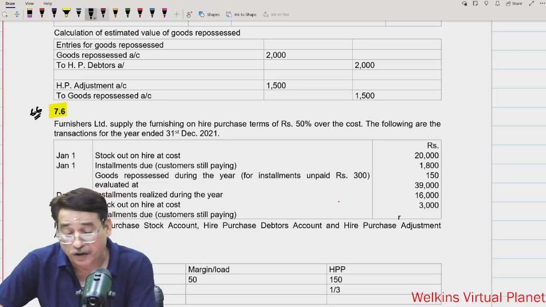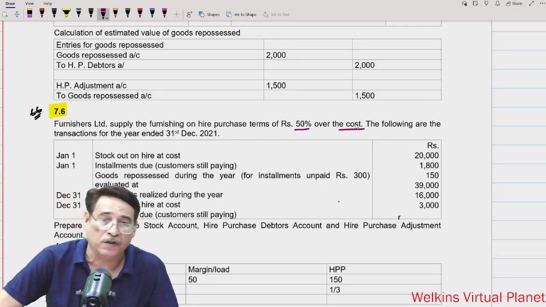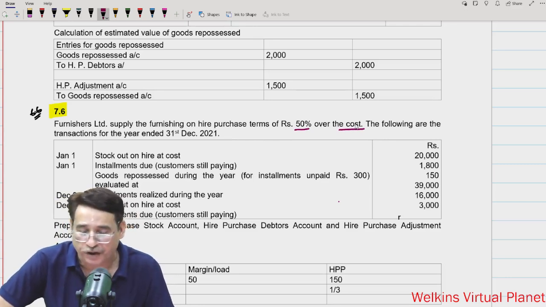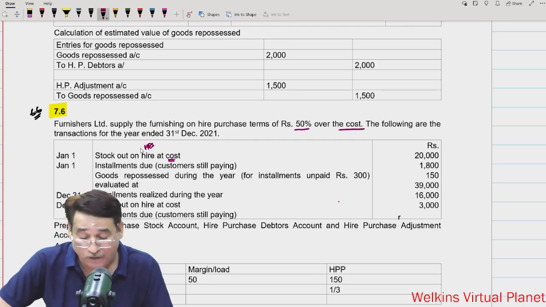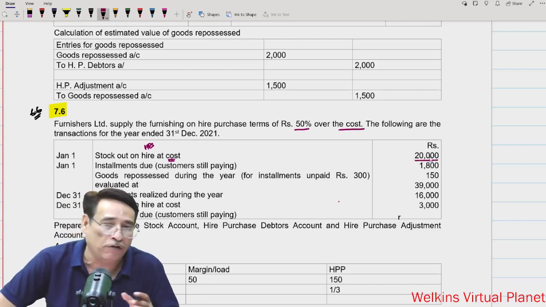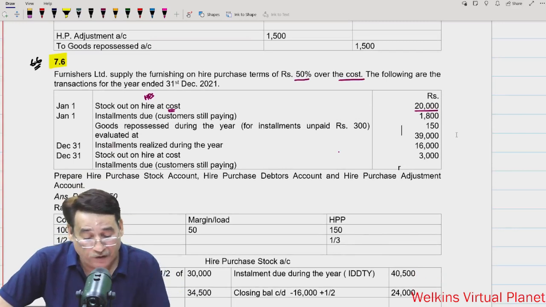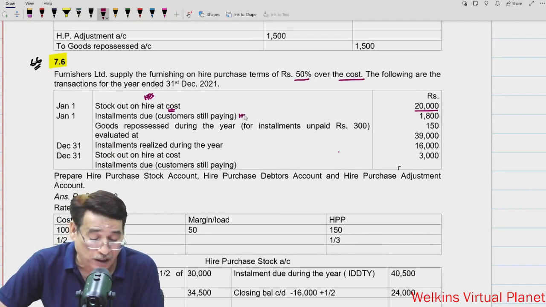Furnishers Limited supply the furnishing on hire purchase terms at 50% over the cost. So cost is 100, margin is 50, selling price is 150. Stock out on hire at cost. Now this is the line which is of importance. Stock out on hire, of course, is related to hire purchase stock account, no doubt about that. This is the opening balance, but this opening balance is given at cost price, so you will have to convert it into hire purchase price. Then further, it is given that installment due, customer is still paying. This information is related to hire purchase debtors account.